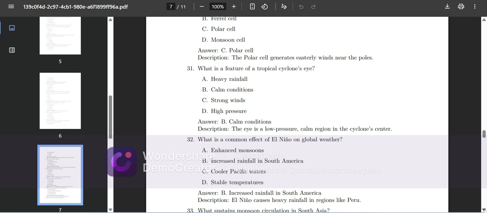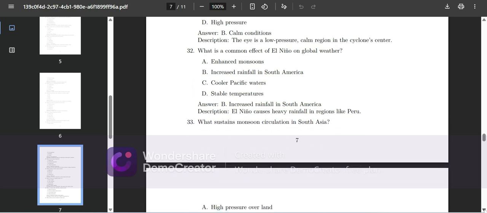What is the feature of a tropical cyclone's calm condition? The eye is a low pressure calm region in the cyclone center.